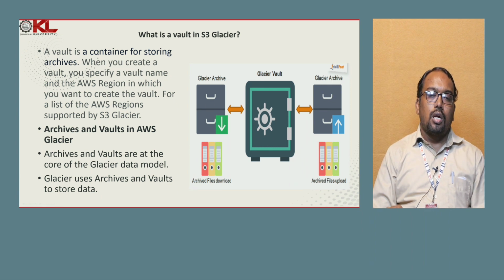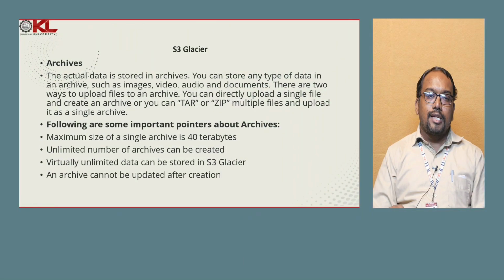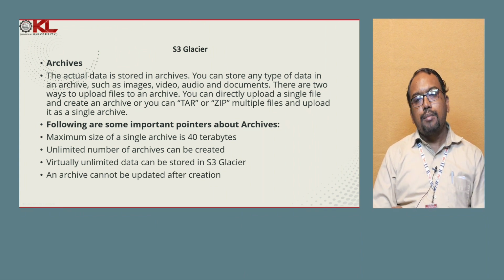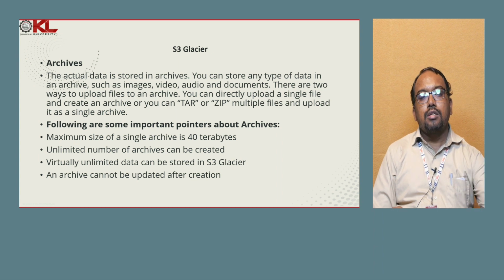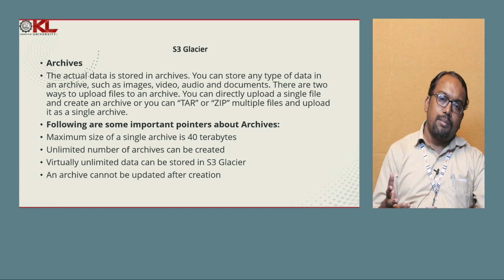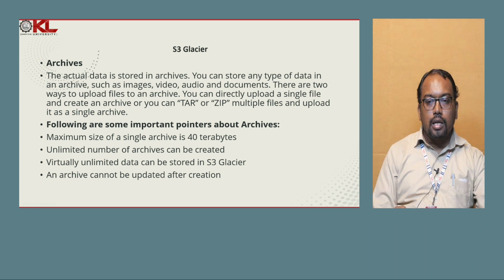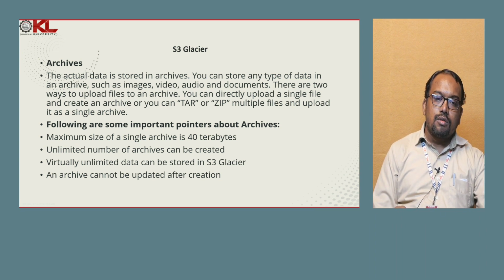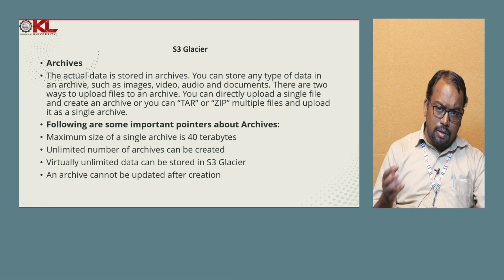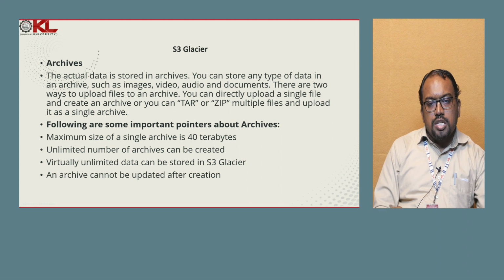Archives and vaults are at the core of the Glacier data model. In S3-GLACIER, the actual data is stored in the archives. You can store any type of data in an archive, such as image, video, audio, or documents. So we can store any type of data. There are two ways to upload a file to an archive. You can directly upload a single file, creating an archive, or you can create a zip file and upload multiple files in a single archive.